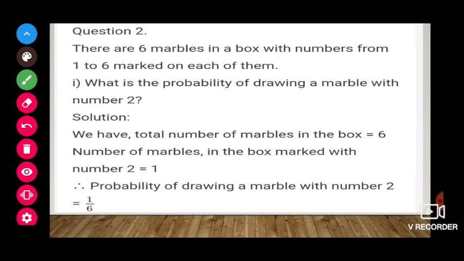So the total number of possible things is 6. In that I want only 2. How many marbles are there with the number 2? Only 1 marble. So the favorable event is only 1. Possibility is 6. So probability is favorable by possible, that is 1 by 6.